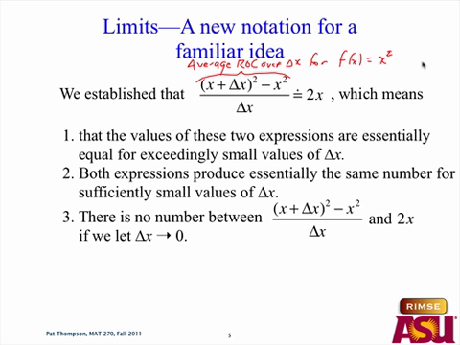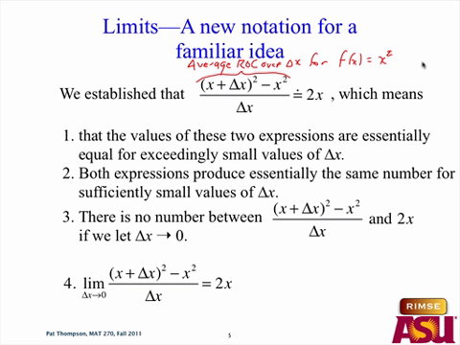That's the idea of a limit. Two ways of representing the same number. In other words, there's no number you can find in between them, and that's true when delta x gets small enough. So here's how we express that.